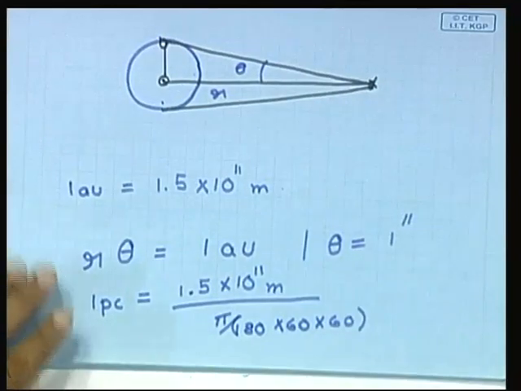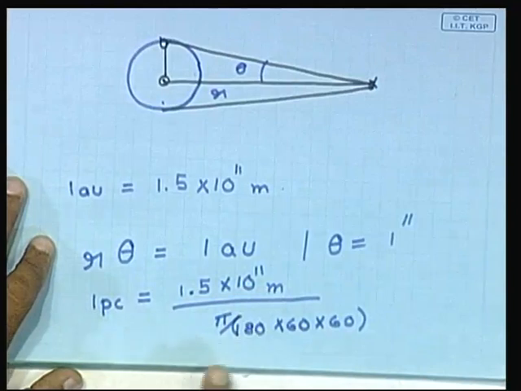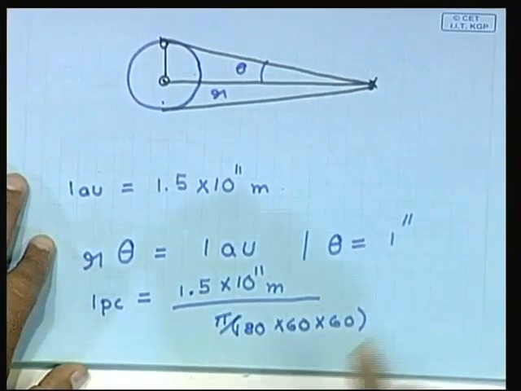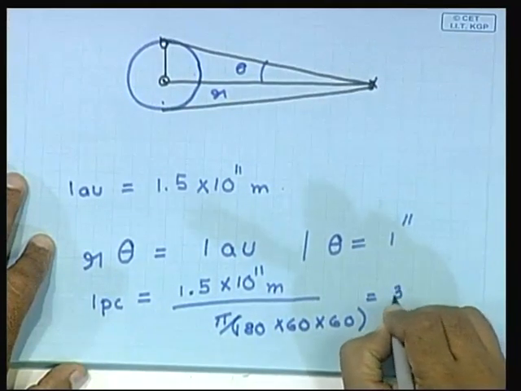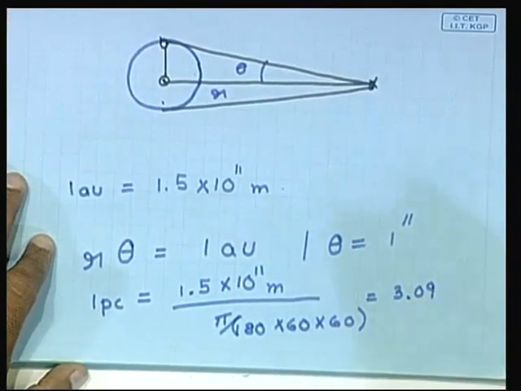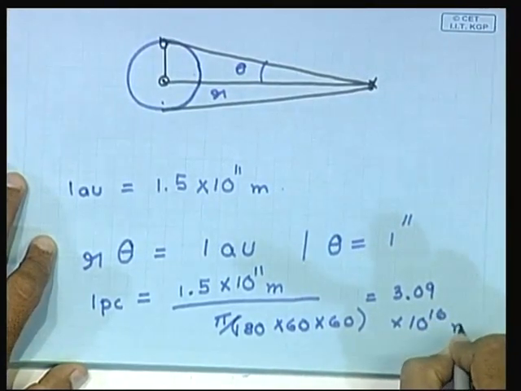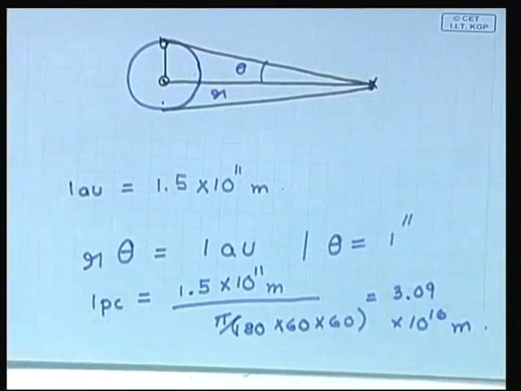So we have to determine this number, 1.5 into 10 to the power 11 meters divided by the 1 arc second in radians, and this number comes out to be 3.09 into 10 to the power 16 meters. This is 1 parsec. It is the distance at which this parallax angle is 1 arc second. So the change in the angle in 6 months is basically 2 arc seconds. That distance is called 1 parsec.